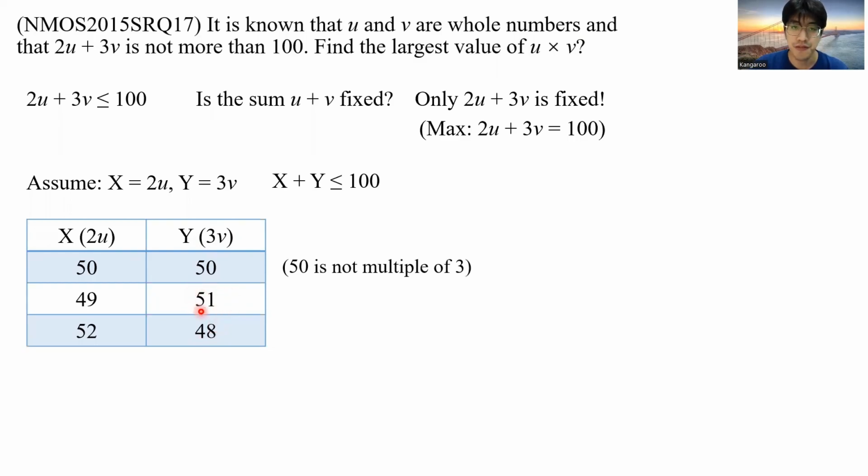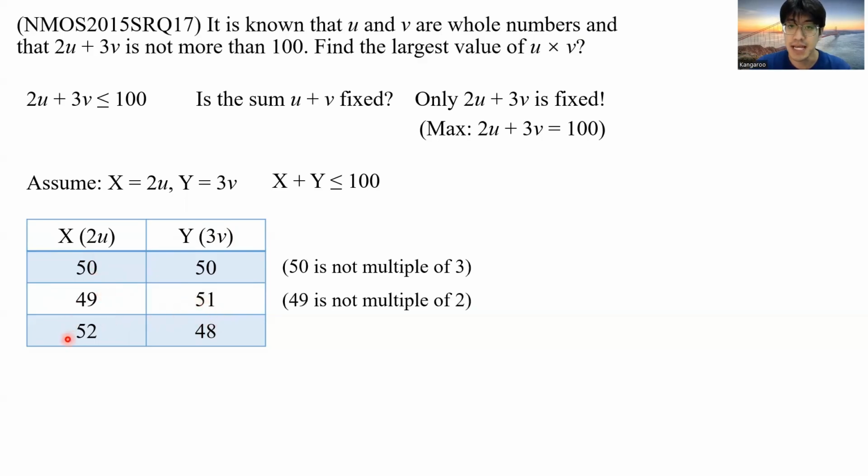When y equals 51, in order for the sum to be fixed, x must be 49, so that they add up to 100. And when y equals 48, then x must equal 52, so that again the sum is 100. Let's check which of these two cases are possible. In the first case, 51 is a multiple of 3, which is good, but is 49 a multiple of 2? The answer is no. So this case is also not possible.